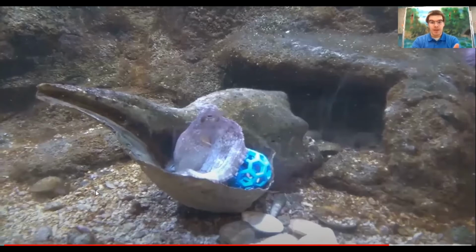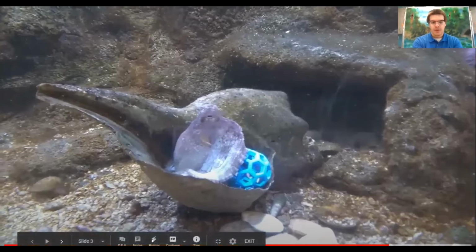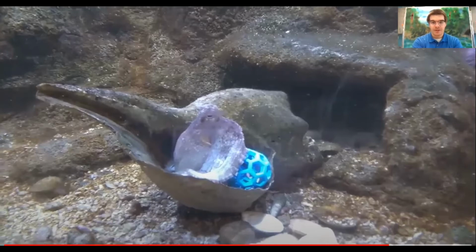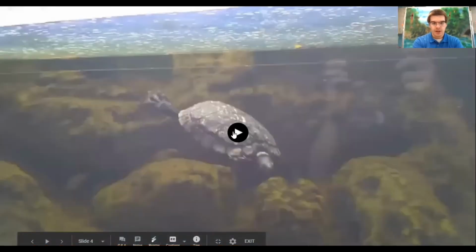So we've talked about some animals that live under the water now. Let's talk about some animals that live under the water, but don't necessarily spend all of their time under the water. So we are going to talk about one of my favorite critters. We're going to talk about a turtle next.